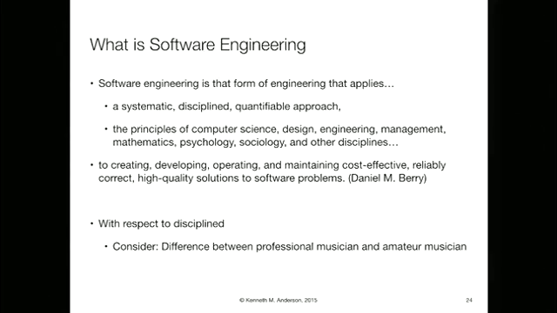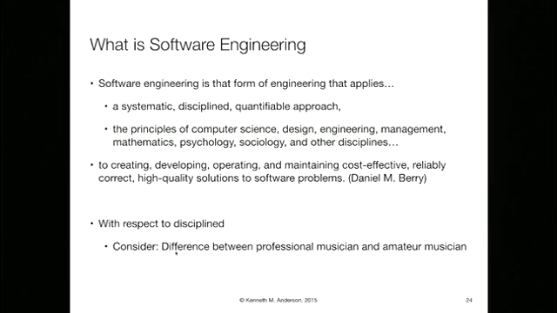So, software engineering is that form of engineering that applies a systematic, disciplined, quantifiable approach and the principles of computer science, design, engineering management, mathematics, psychology, sociology, and other disciplines to creating, developing, operating, and maintaining cost-effective, reliably correct, high-quality solutions to software problems. And after writing that sentence, Daniel Berry could retire and go do something else. But that really captures, at a really high level, what software engineering is trying to do.